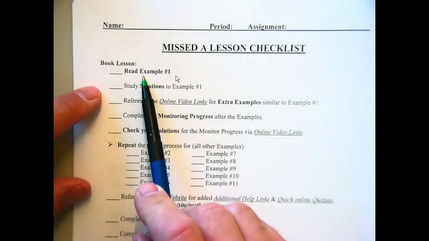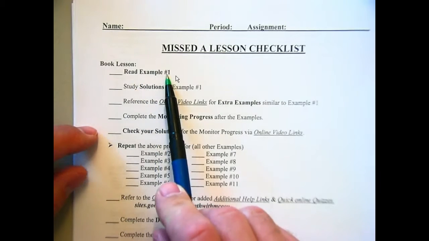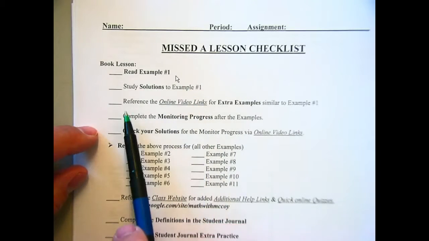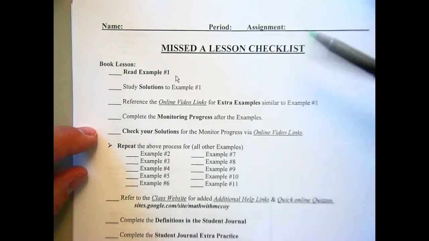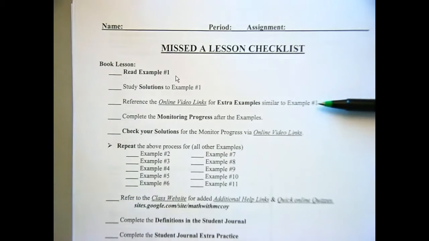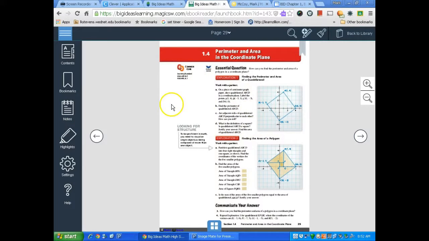What I'd expect you to do is go to the online textbook like we've done. Find example 1, study the solutions to it, and reference the video links for the extra example similar to example 1. So I'm going to stop there and move back to the textbook and just show you what I'm talking about, just in case you don't know. The first part of 1.4 is exploration. I have that always at the beginning of every section.